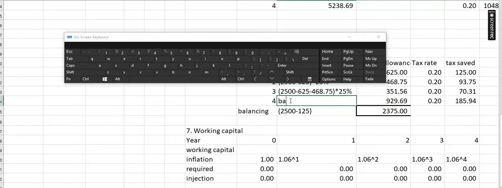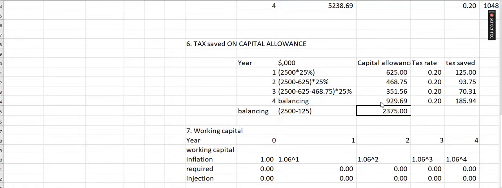So always remember to do this. Students struggle here, but I hope you have understood what we are trying to do. Depreciation in the final year should be a balance. First of all, you get the total depreciation by subtracting scrap value from the cost. Then you add the depreciation for the 3 years and subtract from the total depreciation, then you get depreciation for the final year. Next, we multiply by the tax rate, which is 20%.